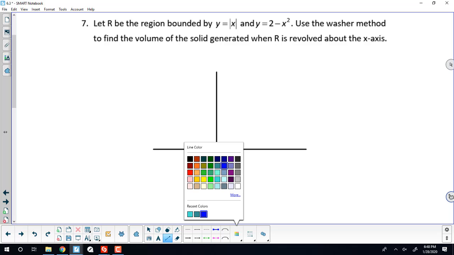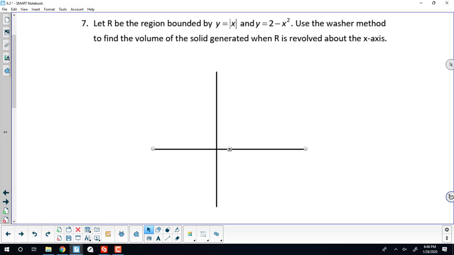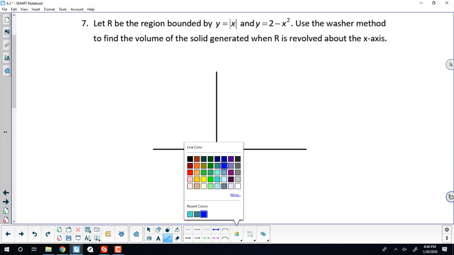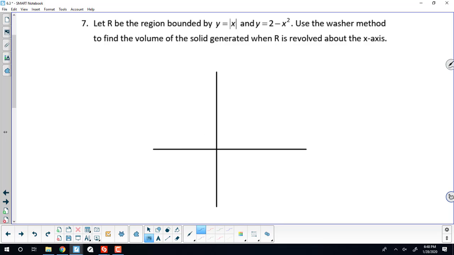Okay, so we have the absolute value of x. I'm just going to draw the absolute value of x in blue.